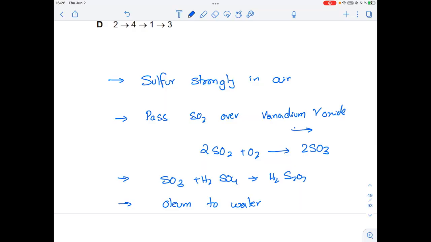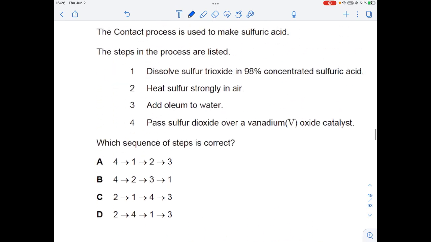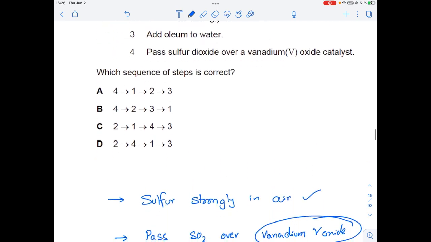The first step is nothing but what? We heat the sulfur strongly in the air. Then we pass the sulfur dioxide over the vanadium oxide as a catalyst and get sulfur trioxide. Once I get sulfur trioxide, I add sulfuric acid to get oleum. Once I get oleum, I add it to the water. So this is the procedure for making sulfuric acid in the contact process.